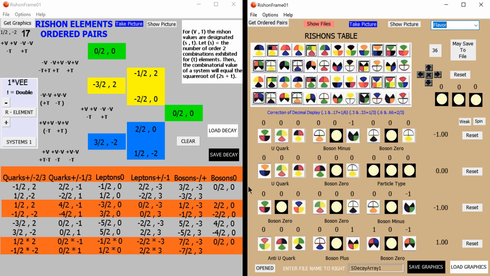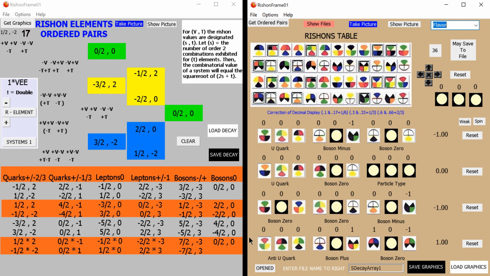And then if we look at the W boson, we can see that the scalar boson minus carries away that -1 flavor on the S quark, leaving on the U quark no flavor, since it is a first generation particle.